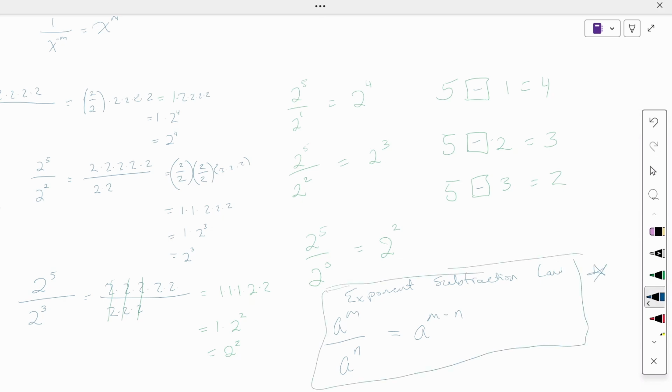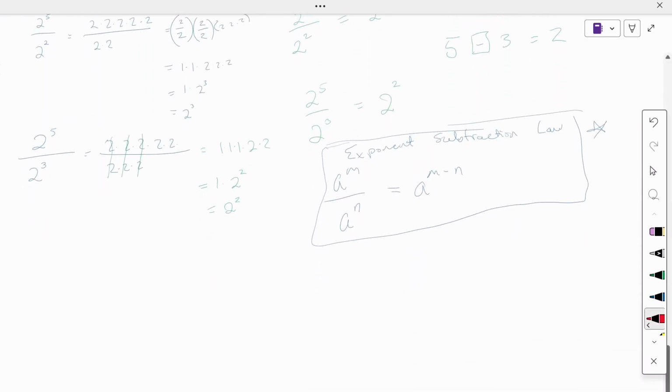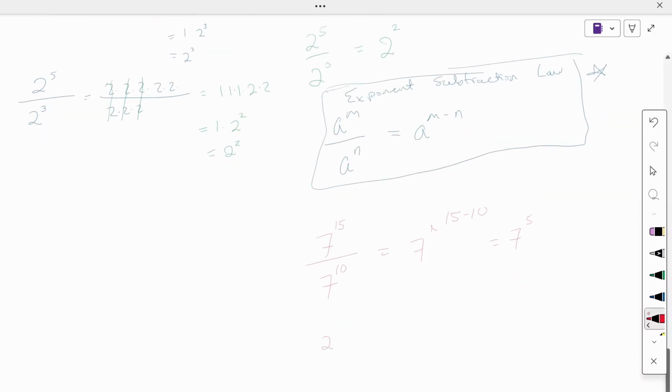Okay, put a star in this. So just as an example, if you have 7 to the 15th power divided by 7 to the 10th, you may say this is the same thing as 7 to the 15 minus 10, or 7 to the 5th power. If you have 20 to the 5 divided by 20 to the 3rd, the exponents subtract, so 5 minus 3 gives you 2. I can say that this is 20 to the 2nd power with confidence.